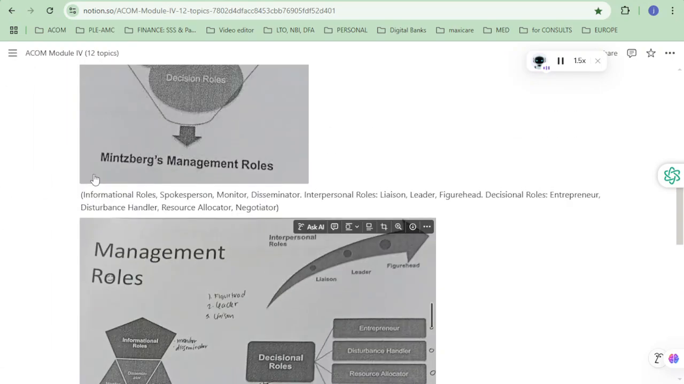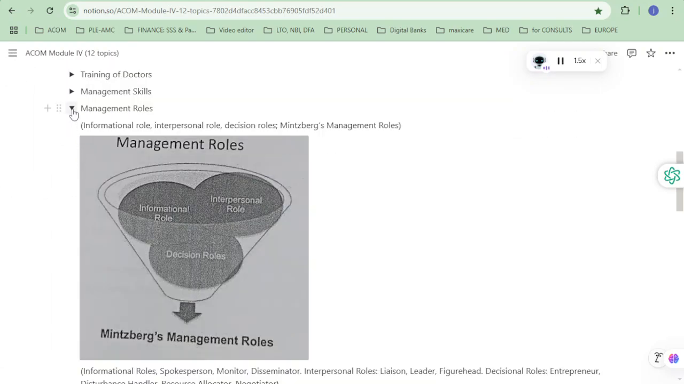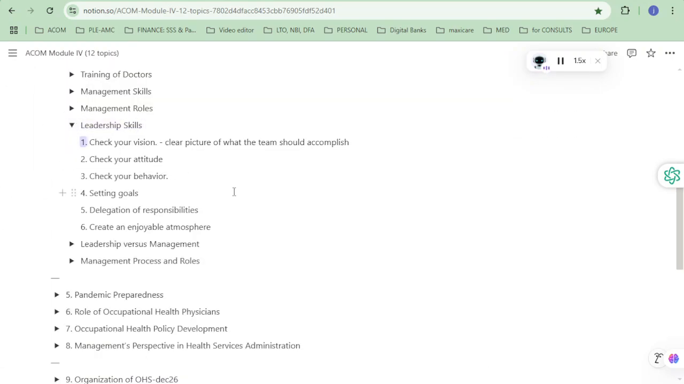Leadership skills. 1. Check your vision: clear picture of what the team should accomplish. 2. Check your attitude. 3. Check your behavior. 4. Setting goals. 5. Delegation of responsibilities. 6. Create an enjoyable atmosphere.